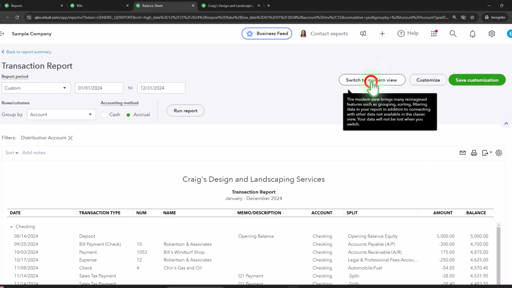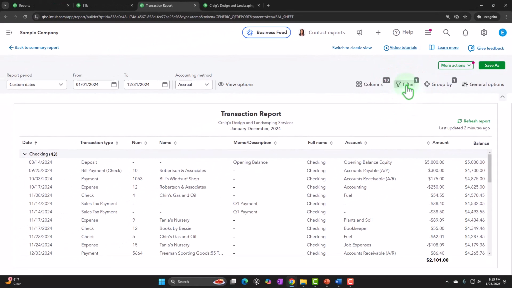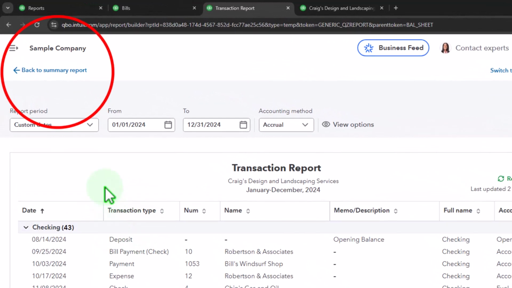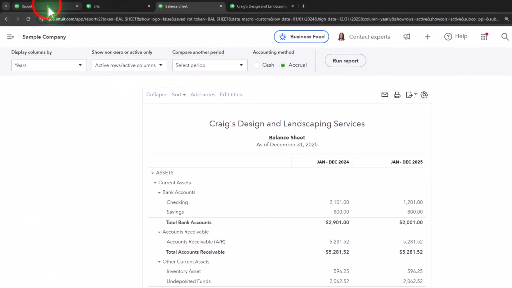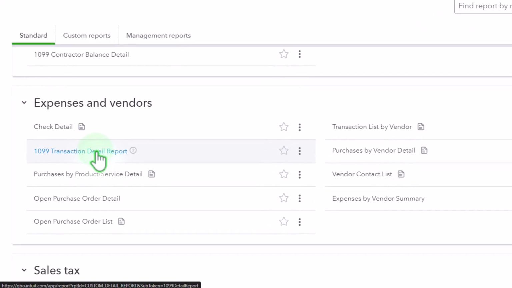Let's switch to the modern mode up top, and then I can filter the checking account. I can filter it by transaction type, possibly, helping me to find the increases and decreases to the checking account. But you might be able to get a summary report over here for that as well. 1099 transaction detail. Again, you've got those 1099 reports that you have to deal with if you're in the United States. Purchase by product service detail.